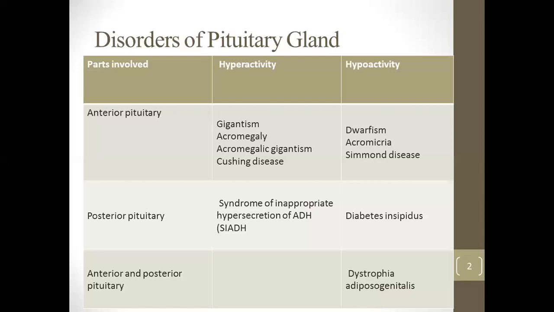Anterior and posterior pituitary hypoactivity will also cause dystrophia adipogenitalis. So dystrophia adipogenitalis is basically caused by the hypoactivity of both the anterior and posterior pituitary.